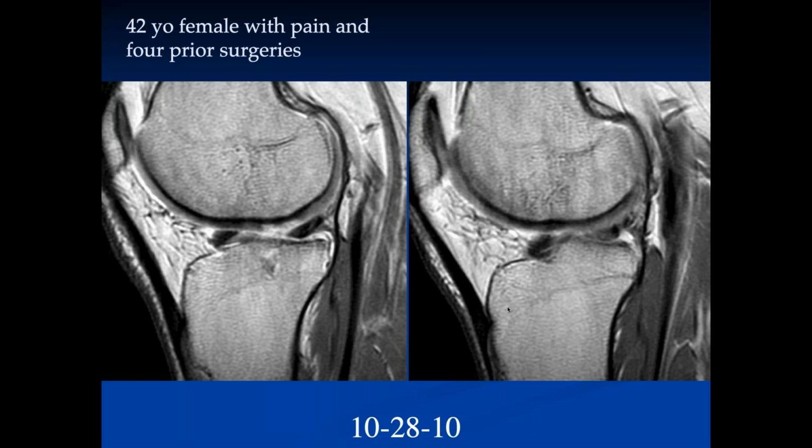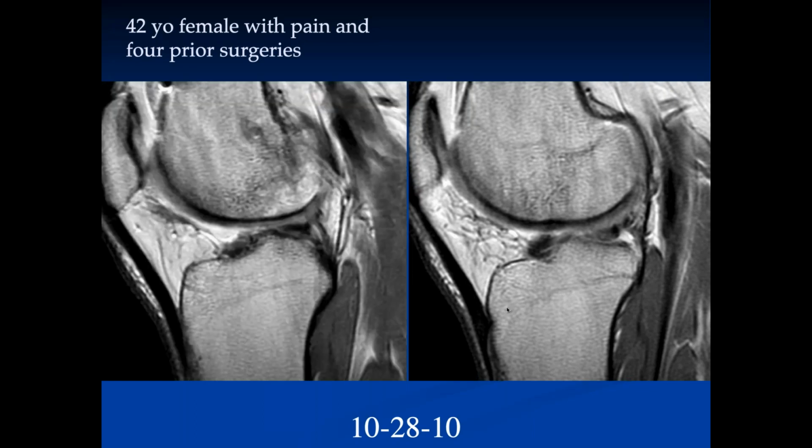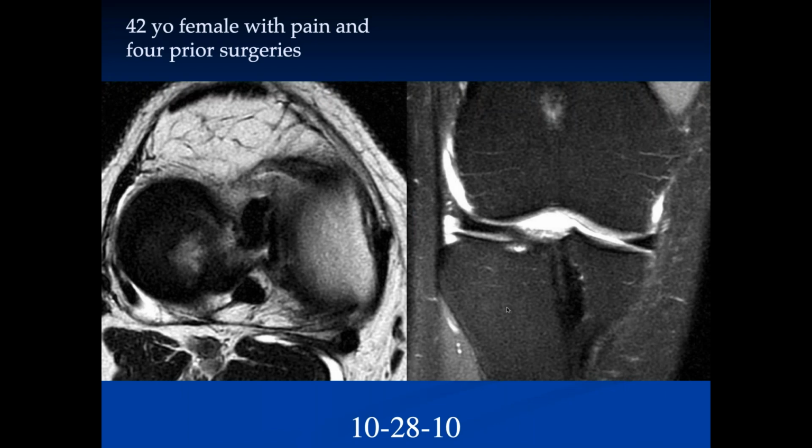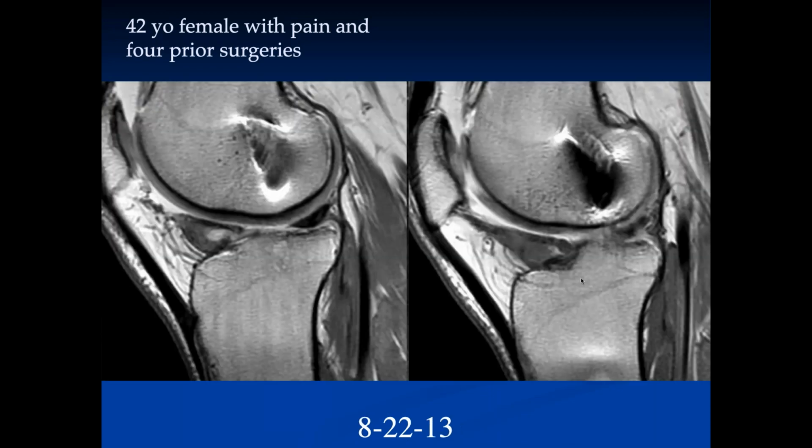We see some cartilage loss here. So this was on 10/28/10. Now you can see where they're at the ACL. Now let's go to a few years later. This is on 8/22/2013. What do you see here?